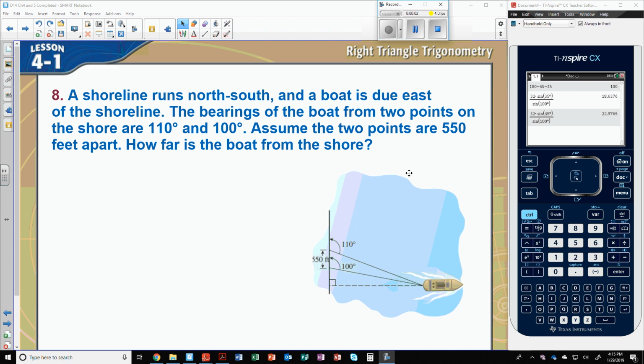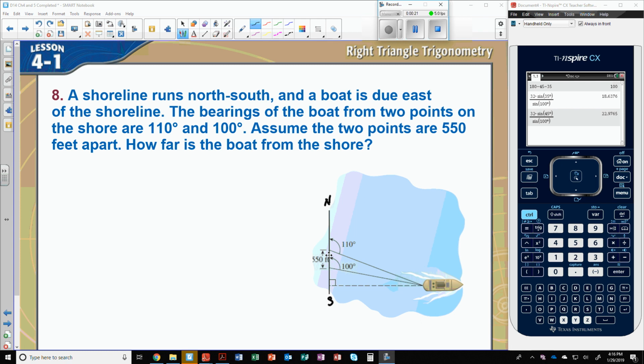Number 8, the shoreline runs north and south. So here, this is the shoreline, north and south. And a boat due east, over here, of the shoreline. The bearings of the boat from the 2 points are 110 degrees and 100. So remember, bearing means going from north.